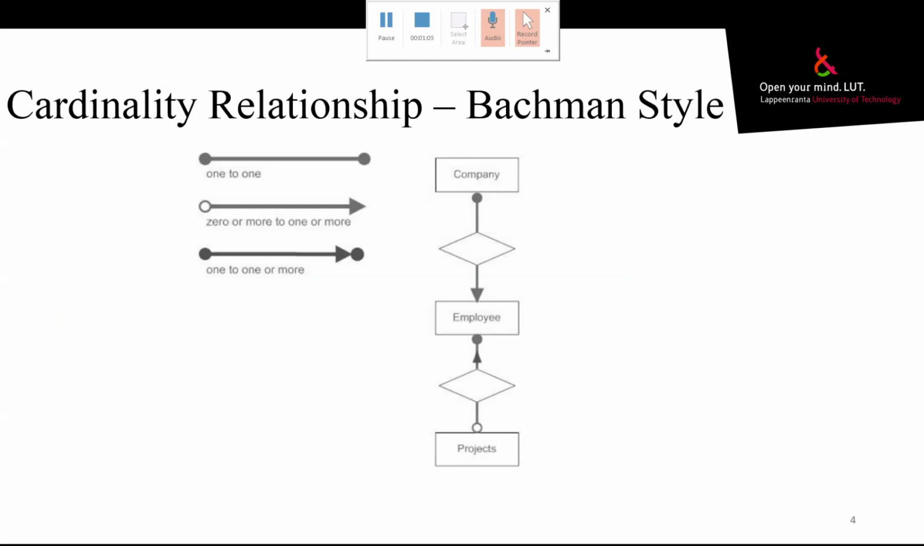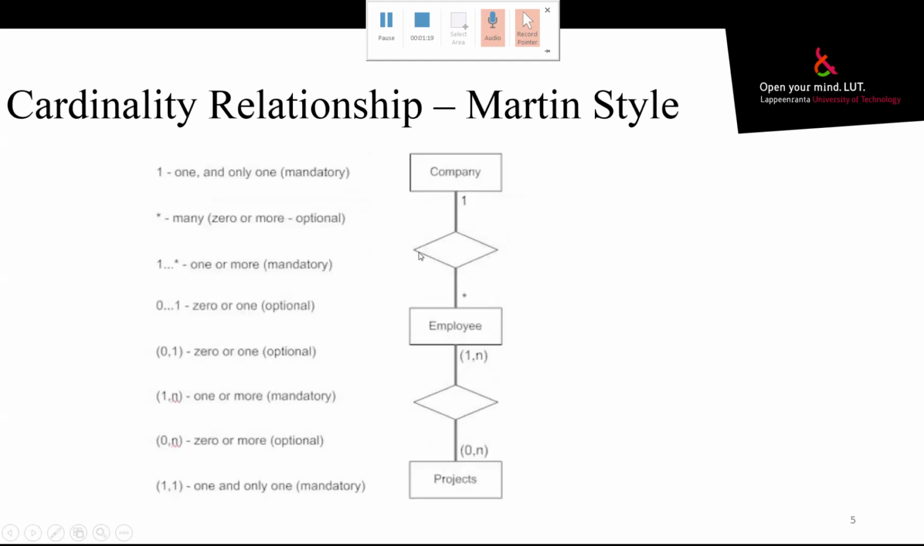We also have the Bachman style, where we have this notation to show one to one, zero to more. So these are different kinds of notation style that we have, and we have the Martin style, which is shown this way, as you can see. So one to many, many to many, or zero or more optional. You have one or more mandatory. Basically, this is a way for us to show the different kinds of notation.